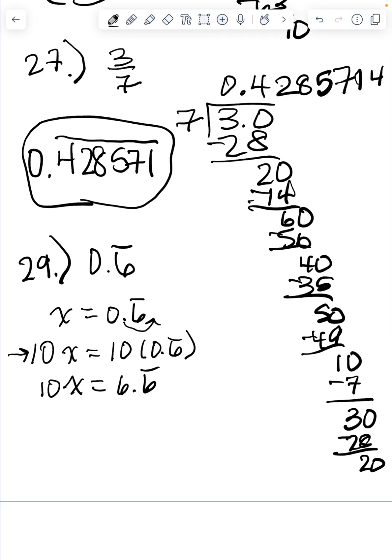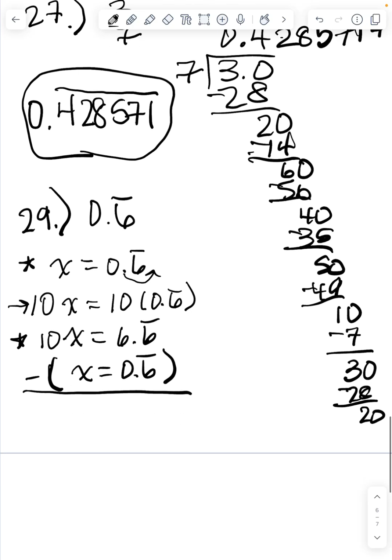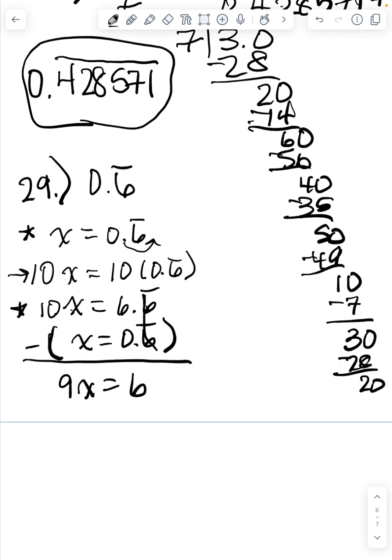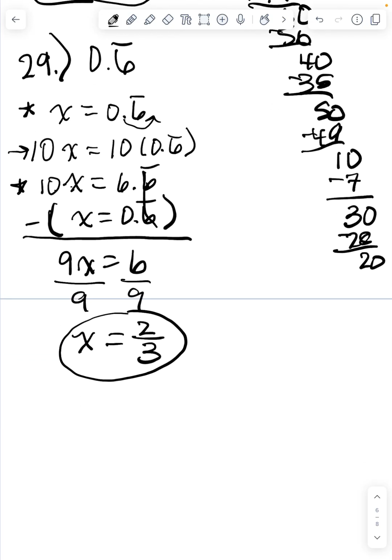Okay, then you're going to subtract this equation and this equation. So we'll bring this down. We're actually subtracting the whole thing. x equals 0.6 repeated. We're subtracting that whole thing. So that leaves us with 10x minus x, 9x, and 6.6 repeated minus the repeated 6, which means the repeated parts are gone, and you're just left with 6. Now we can divide by 9. So x is equal to 2/3. They both reduce.